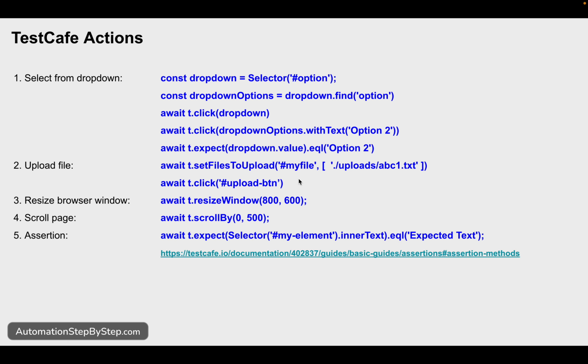Now then we have assertions. Now there are multiple assertions. You can use assertions for anything like checking if the element is visible or present, or checking the inner text equals some particular value.